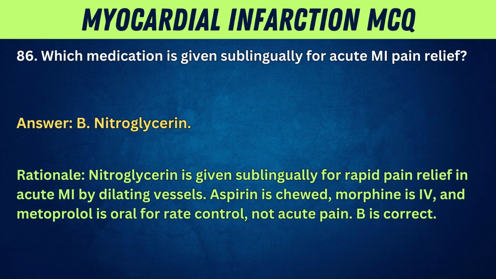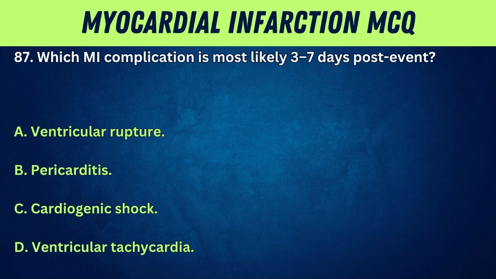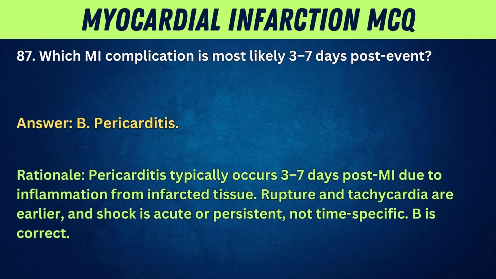B is correct. 87. Which MI complication is most likely 3 to 7 days post-event? A. Ventricular rupture. B. Pericarditis. C. Cardiogenic shock. D. Ventricular tachycardia. Answer: B. Pericarditis. Rationale: pericarditis typically occurs 3 to 7 days post-MI due to inflammation from infarcted tissue. Rupture and tachycardia are earlier, and shock is acute or persistent, not time-specific.